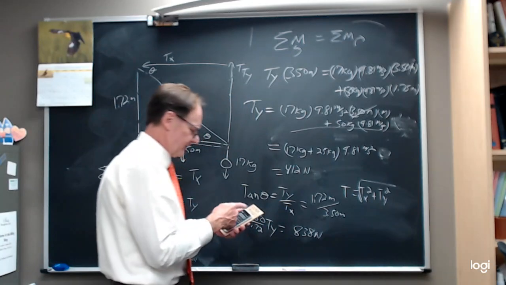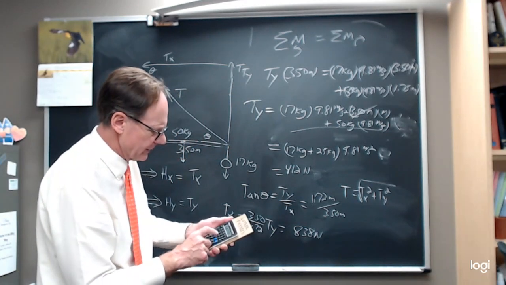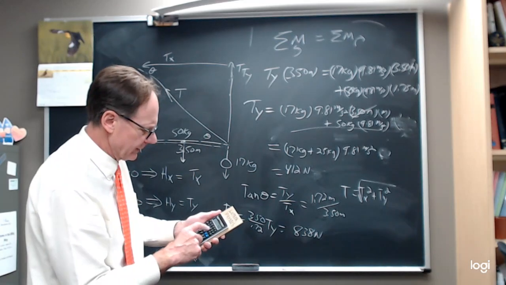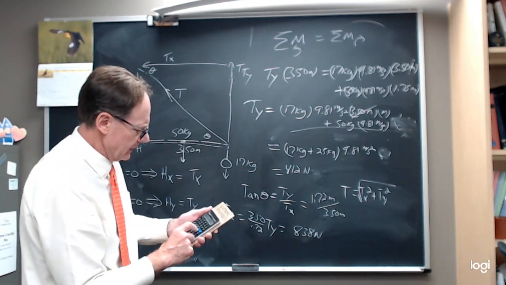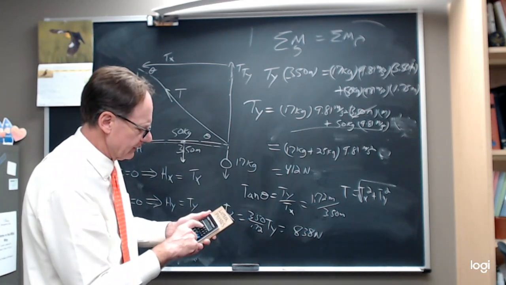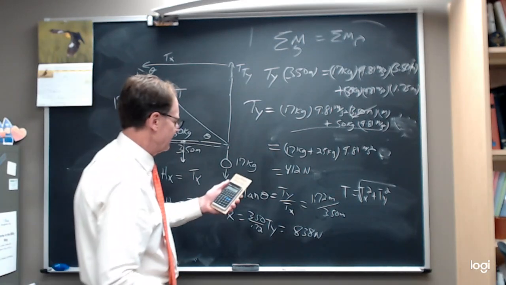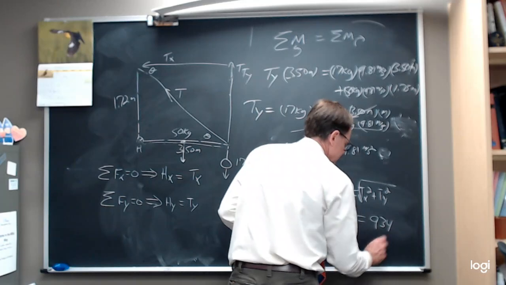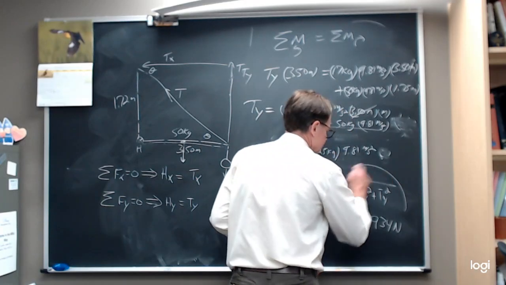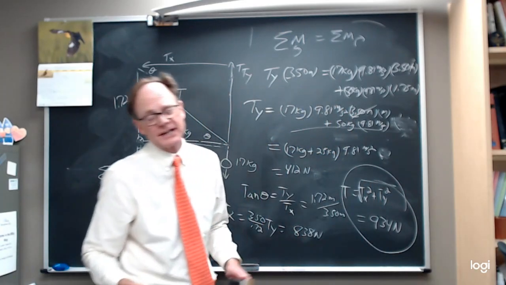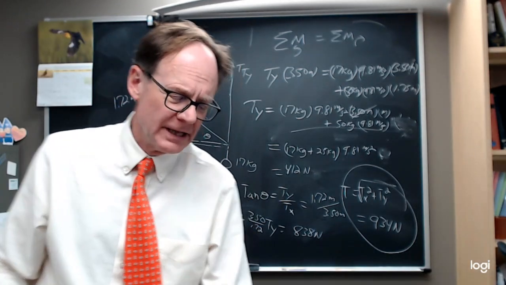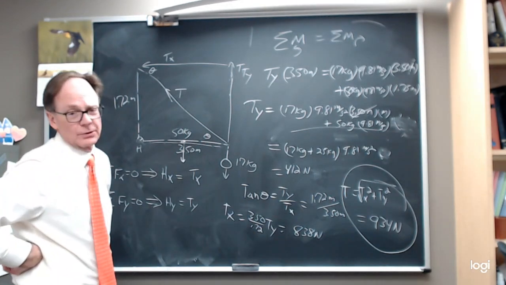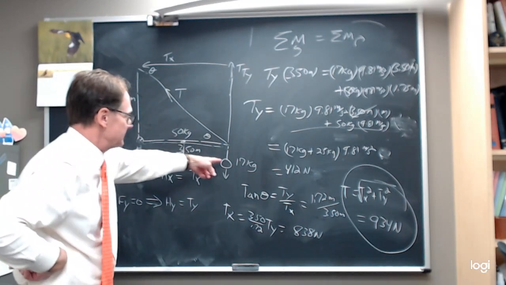So it's going to be this number that I just calculated squared plus 412 squared, and then we're going to take the square root of that, and it's going to give us 934 newtons. So we got the tension was 934 newtons in the cable. So the cable's doing a lot to hold up this beam and this bag that's out here.